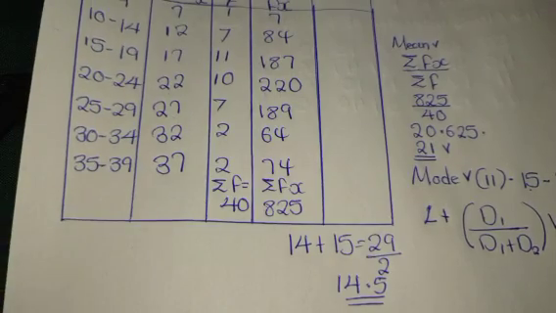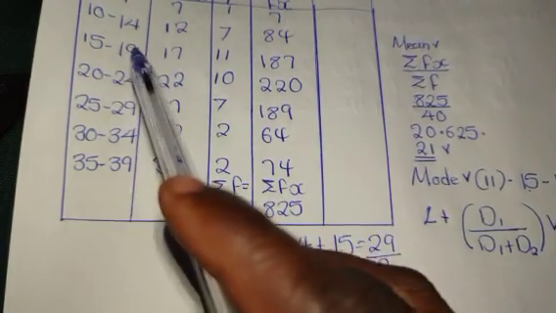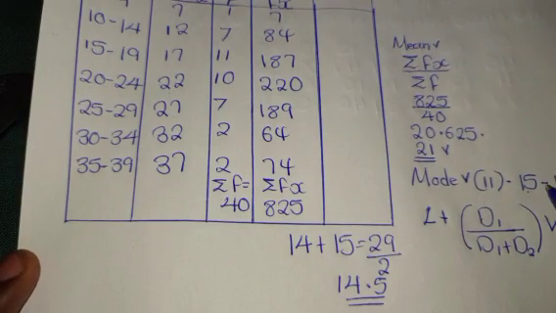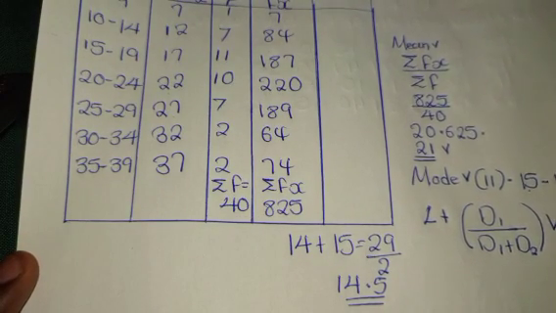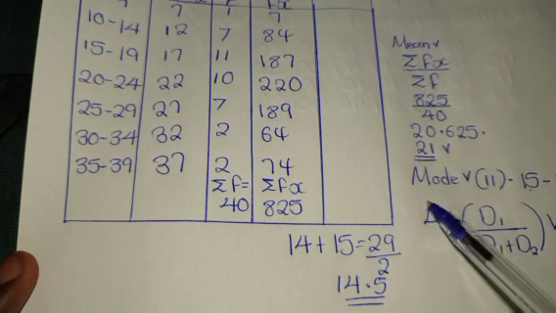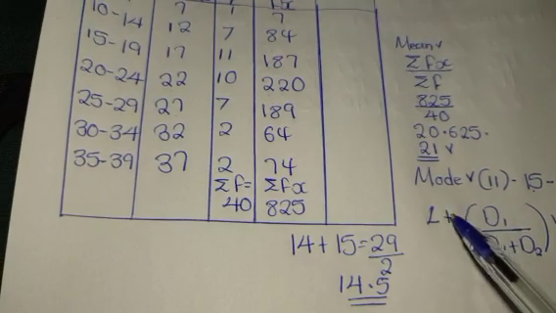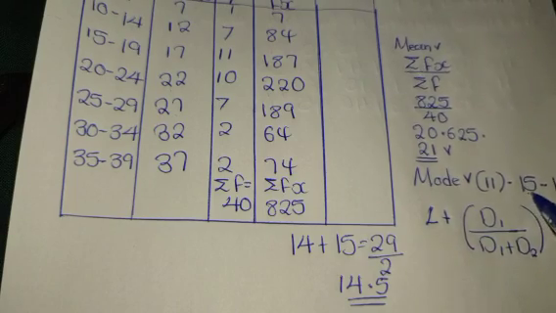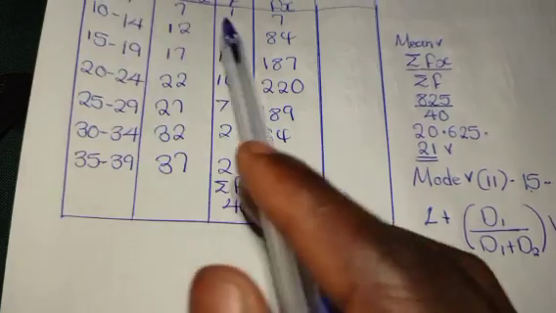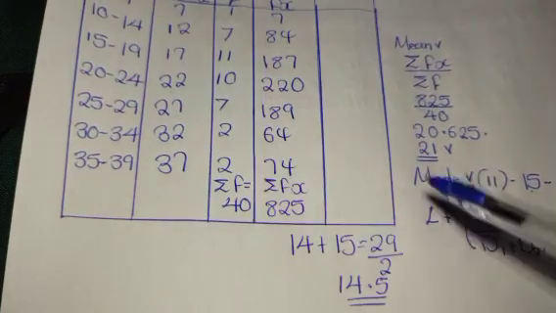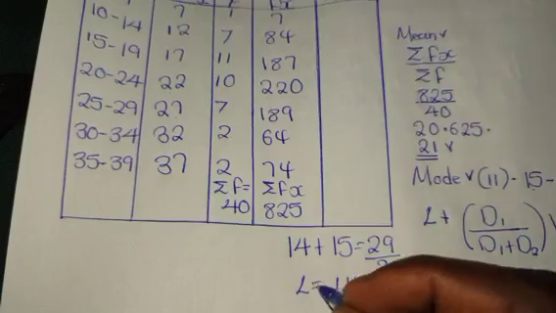Remember, what we did was to identify which one is our mode class. That was the first thing which we identified, to say the mode class was between 15 to 19. Having identified the mode class, you will now need to find the lower boundary, of which for you to find the lower boundary, you will use the lower boundary class plus the upper boundary of the previous class before the mode class. So this is how we find the lower boundary in this case, which is L.